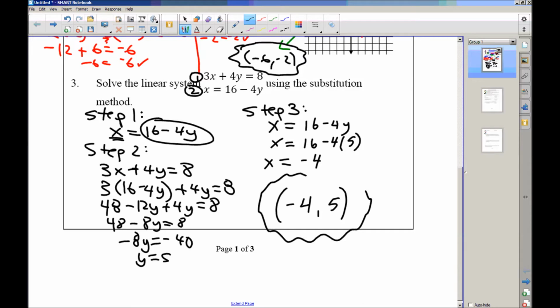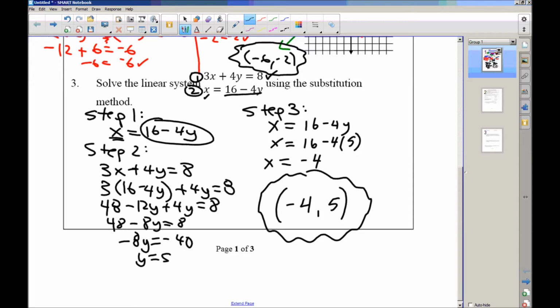Now you don't have to check this, but it's always a good idea to do a mental check just to think about it. So that's really 3 times negative 4 in our first equation, which is negative 12, plus 4 times 5, which is 20. So negative 12 plus 20 does make 8. So it does work in the first one. And in our second one, 16 minus 20 is negative 4 for the right side. 4 times 5 is 20. And negative 4 is what x is. So it works in the second one also.